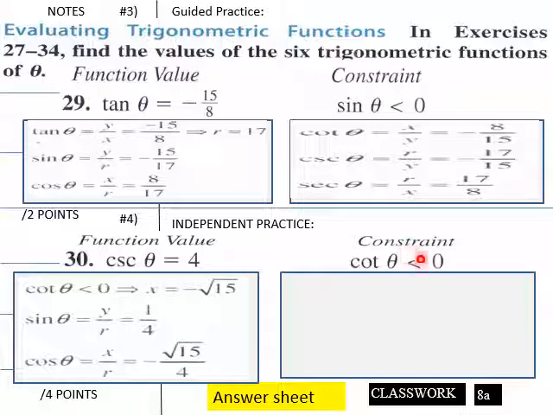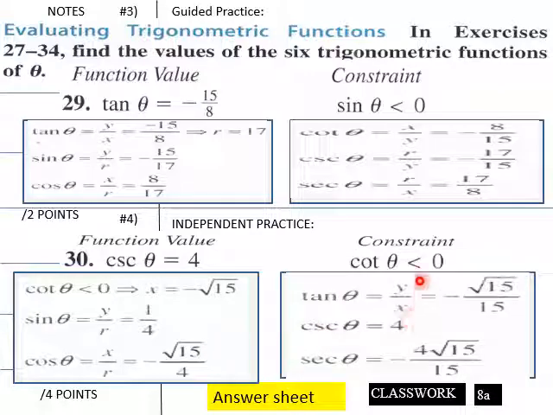Down here, figuring this, cotangent is less than 0, so it's negative. So cotangent is less than 0, that gives us an x of negative square root of 15. So sine would equal y over r, which is 1 over 4, because we know cosecant is 4. Then cosine would be x over r, which would be the radical 15 over 4. Tan would be y over x, so it would be the negative radical 15 over 15. Cosecant would be 4, we know that. And then secant would be the negative of 4 times square root of 15 over 15.